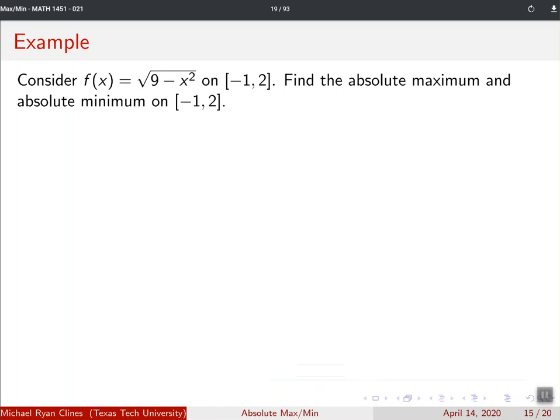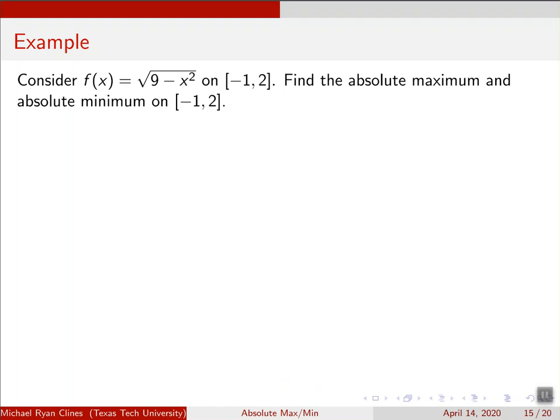Consider this example. Given the function f of x is equal to the square root of 9 minus x squared on the interval -1 to 2. And we've been tasked with finding the absolute maximum and the absolute minimum of this function on the interval -1 to 2. All right, well, we know that we need to check the critical points and the endpoints. But right now, we don't need to worry about the endpoints. First thing we have to do is find the critical points. And to find the critical points, we need the derivative.